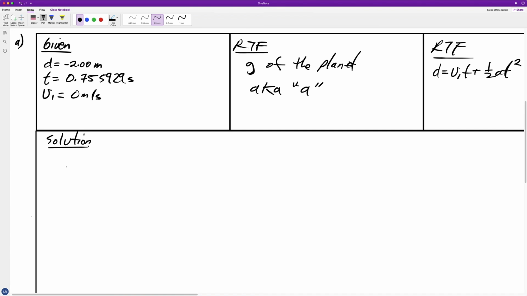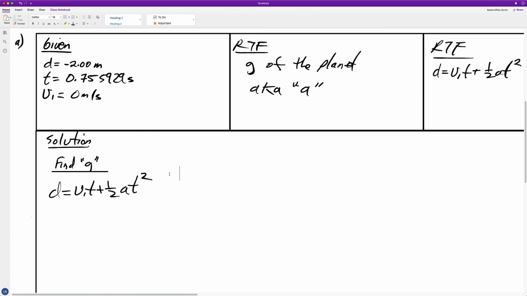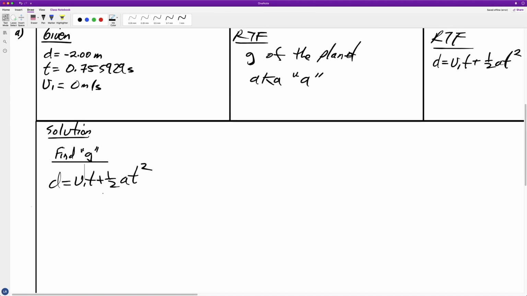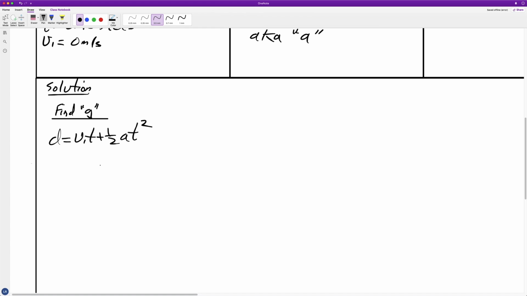All right, so here's what we got. So our solution to this problem is as follows. We know that d is equal to v1t plus 1/2 at squared. Now, of course, I would have given you grief had you not put a title, so I decided to put a title in. This v1t goes to 0 because the initial speed is 0. So now we need to isolate for the acceleration.